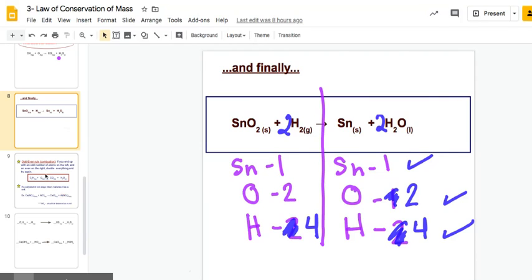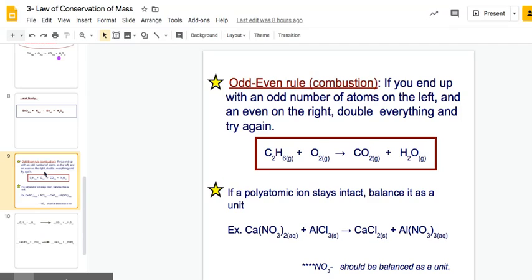Now, when things get tricky, sometimes you get going in circles and things aren't making sense. So when you have an odd number on one side and an even number on the other side, try doubling all your coefficients. That's all your numbers in front. If this was a 2, you double it to 4. If this was a 3, you double it to 6. If this was a 5, you double it to 10. So whatever coefficient it is, you double it, recount everything, and then you always leave your oxygens till very last, and you'll see how many oxygens you'll need total. I'll give you an example on that one.